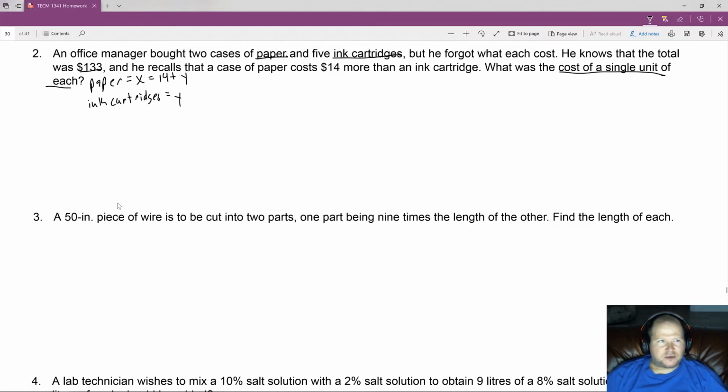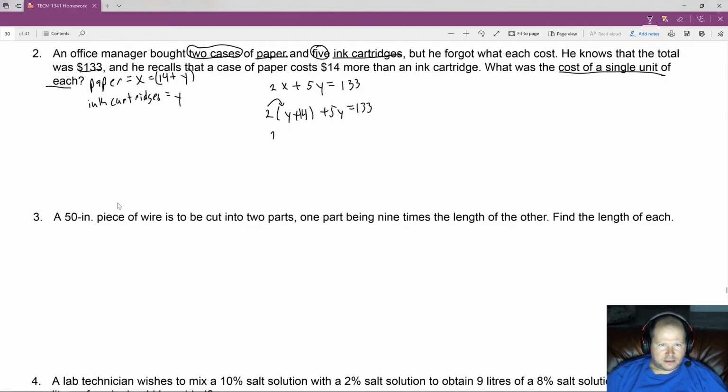So what was the cost of a single unit of each? Now, they did buy 2 cases of paper, and they bought 5 ink cartridges. Okay, so what we do know originally was that 2 cases of paper, so 2 of X, plus 5 ink cartridges, which is 5Y, costs 133. Now, we also know at this point that paper is 14 more than ink cartridges, which is Y plus 14, which is what I'm going to use. So everywhere there's an X instead, I'm going to plug in Y plus 14. Then we say plus 5Y is equal to 133.